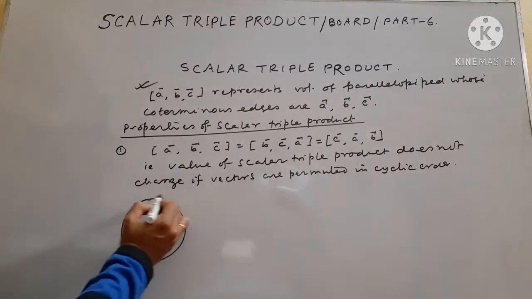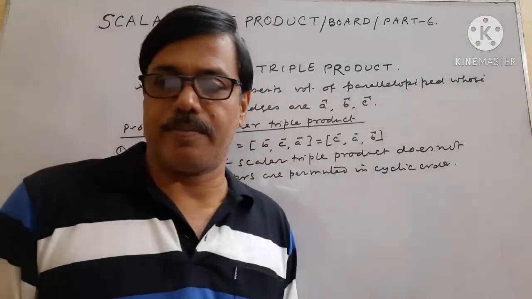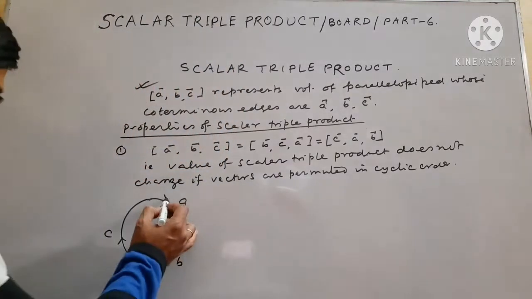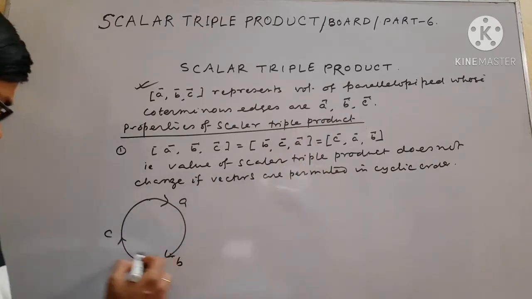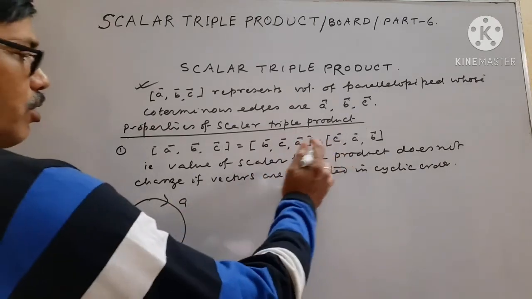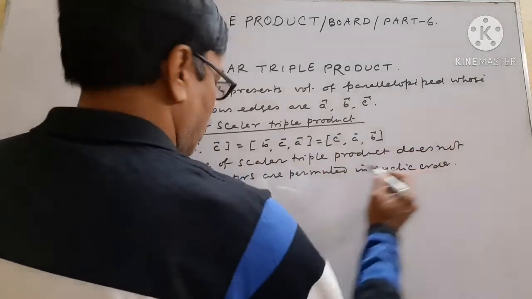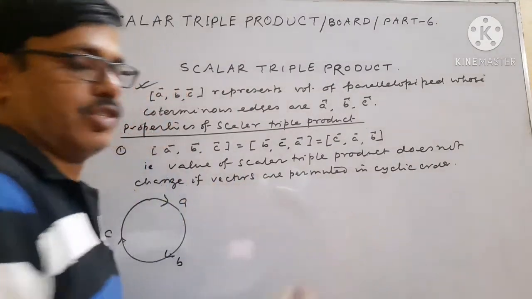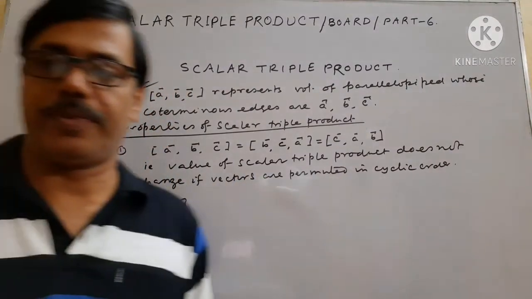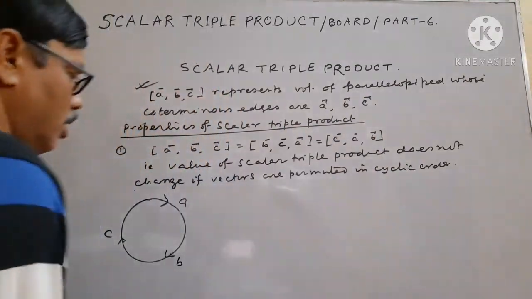So look, A, B, C. This is cyclic order. So A, B, C, B, C, A. This is also in cyclic order, equals C, A, B. That is, the value of the scalar triple product does not change if vectors are permuted in cyclic order. It is actually a property of determinants.